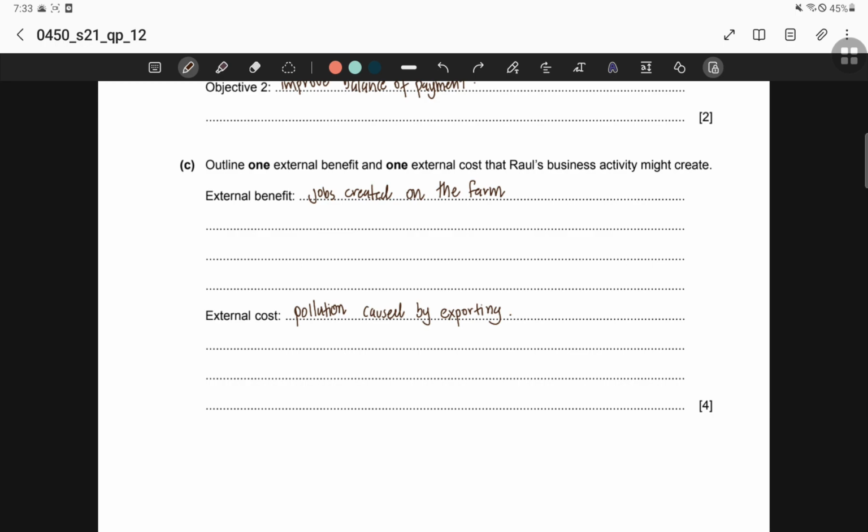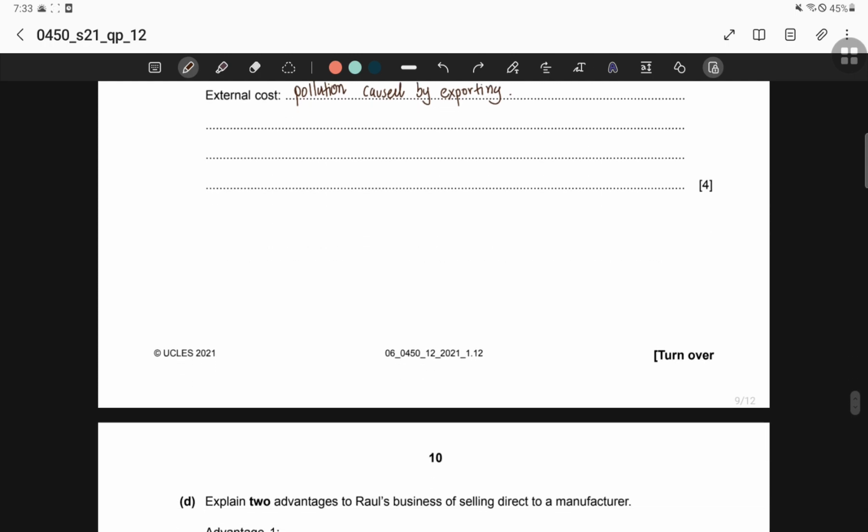and then our external cost is pollution caused by exporting. Now pollution is a cost, it is obviously not a benefit. Another one could be loss of space. When the land used to produce 600 tons is a lot, it will cover a very large area, so they will lose land, and that is a cost.